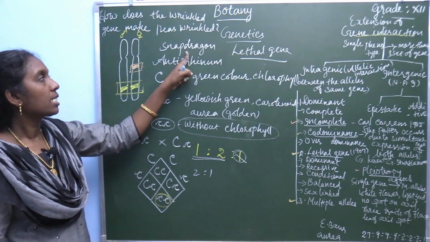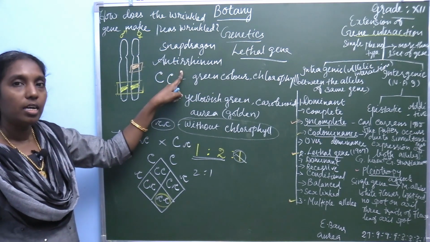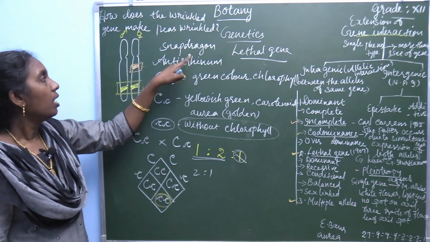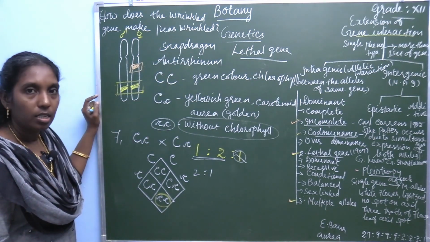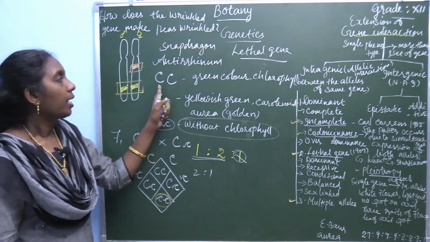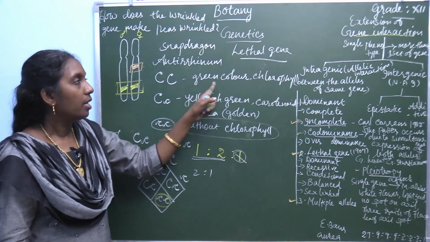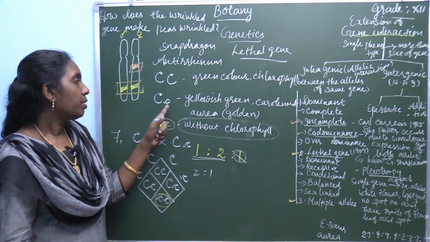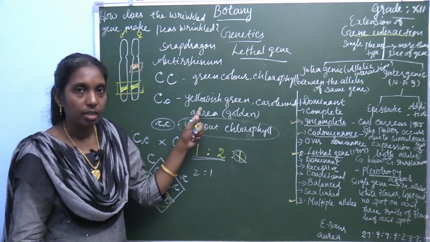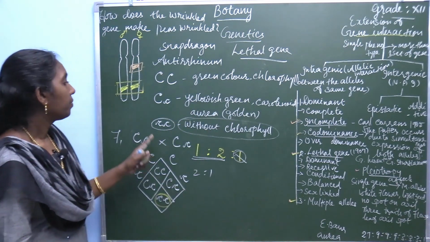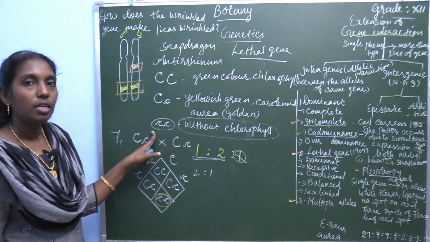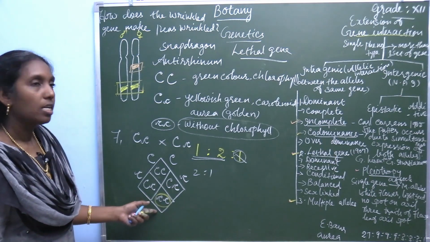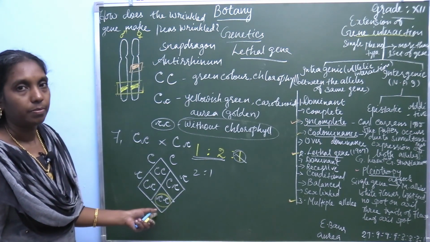So, this gene is the example for lethal gene. What is the example? Snapdragon or Antirrhinum is the example of lethal gene. What are the three genotypes? Capital C capital C, a green color plant with chlorophyll pigment. Capital C small c, yellowish green with carotenoid, and small c small c, a plant without chlorophyll. A plant without chlorophyll causes death of the organism.